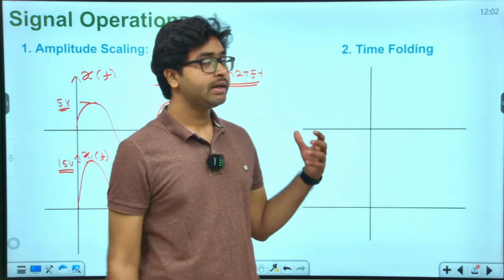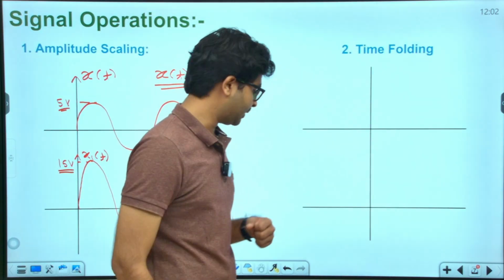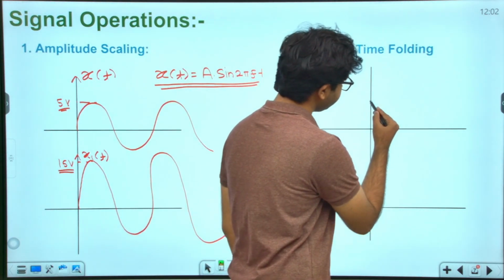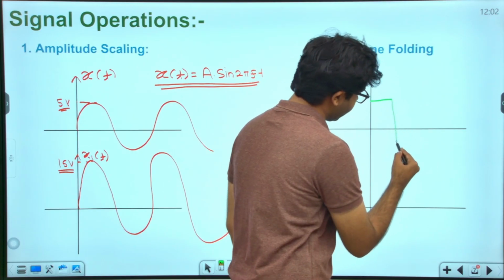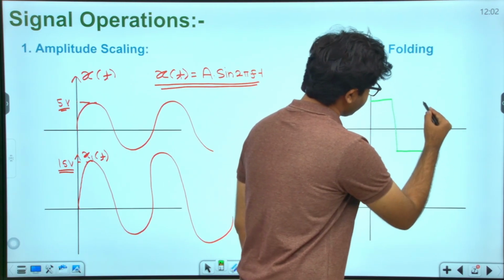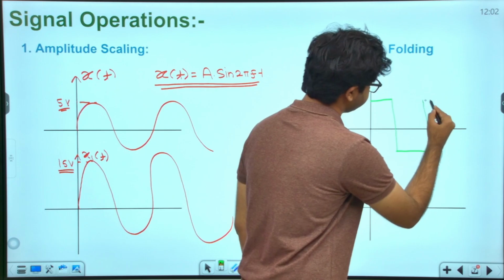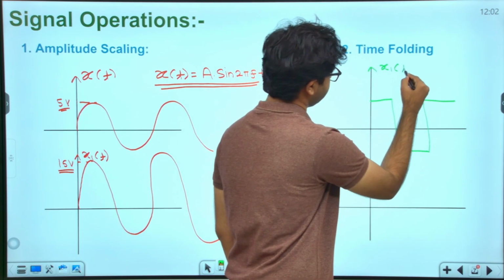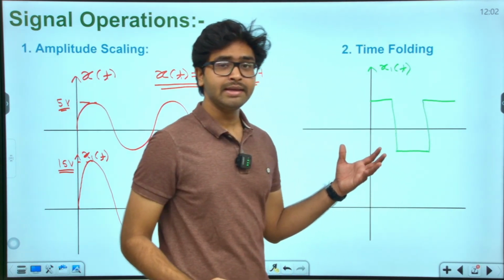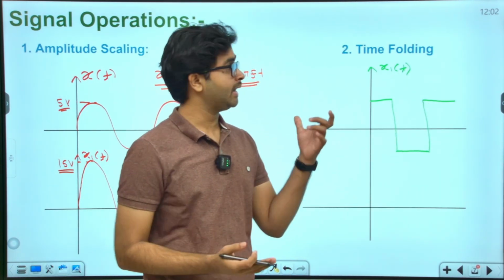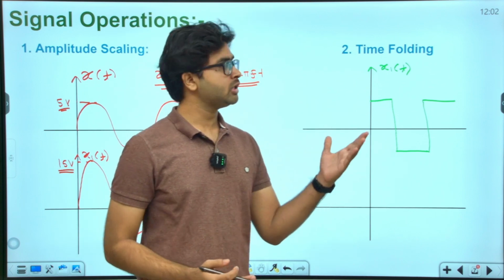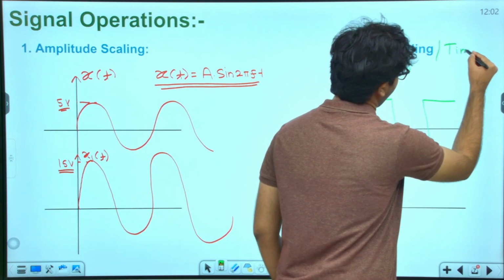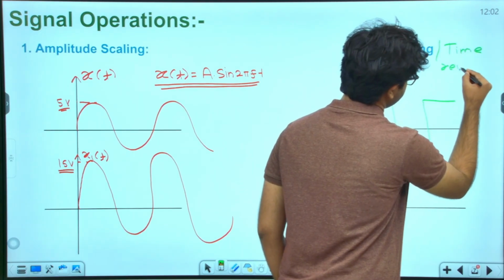Then next comes the time folding operation on any signal. I will draw one curve so that we can understand it easily. If I am having this kind of curve or signal, let's say it's x1 of t. Time folding is just the folding of the signal. The name itself suggests folding. Its other name is time reversal.